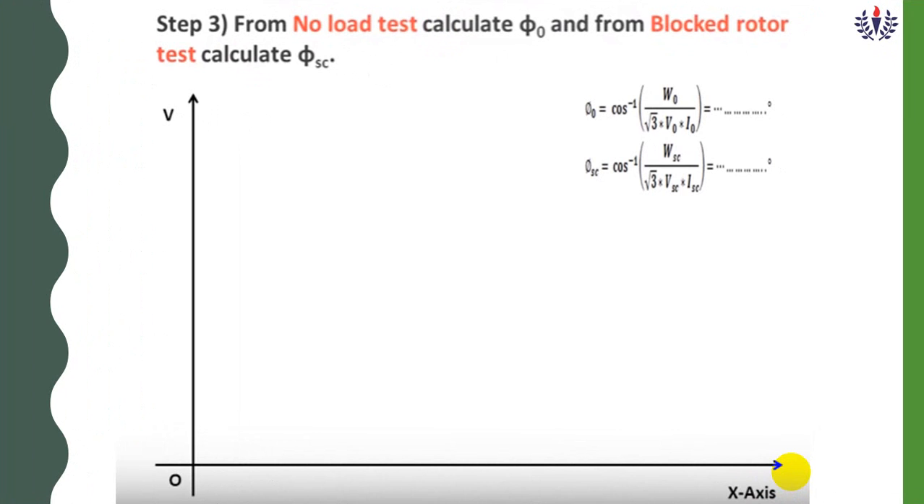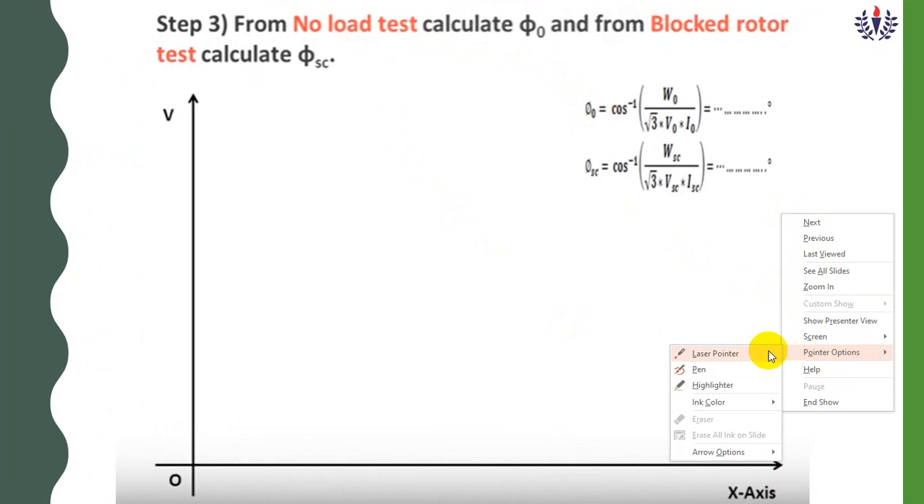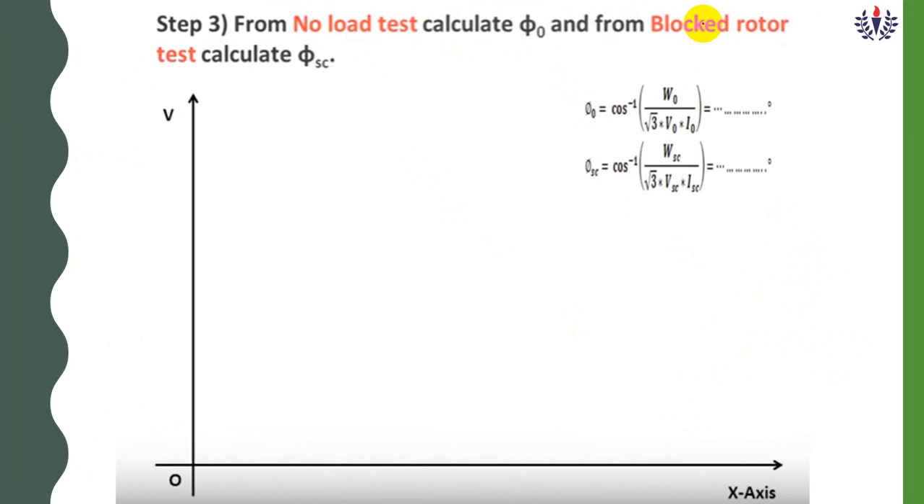In step 3, we have to conduct the no load test and calculate phi naught. So how to find phi naught? We know W naught equals root 3 V naught I naught cos phi naught. So phi naught equals cos inverse of W naught by root 3 into V naught I naught.